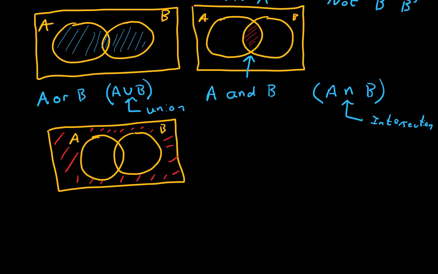Okay, now pause the video and see if you can work out what region this is. So hopefully you've done that now. So this is not A or B, and this can be written as A union B, not.